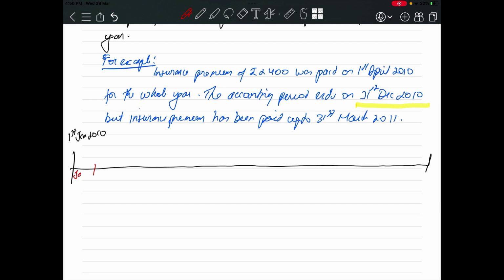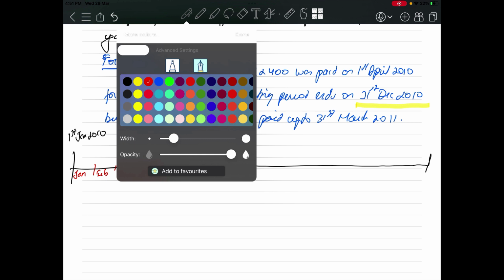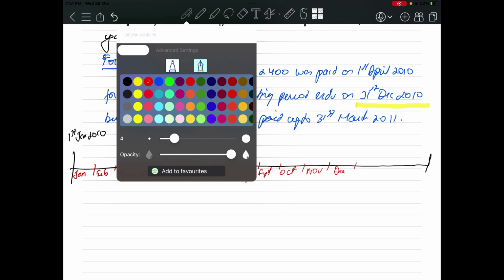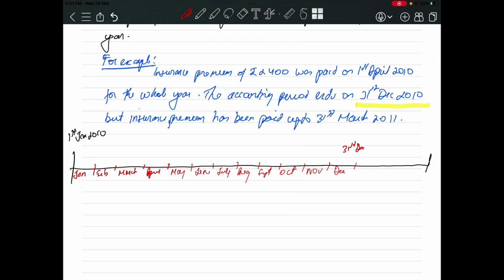Now let's do a timeline. Jan, Feb, March, April, May, June, July, August, September, October, November and December. So the year end will be on 31st December 2010. Okay, this is the year end.